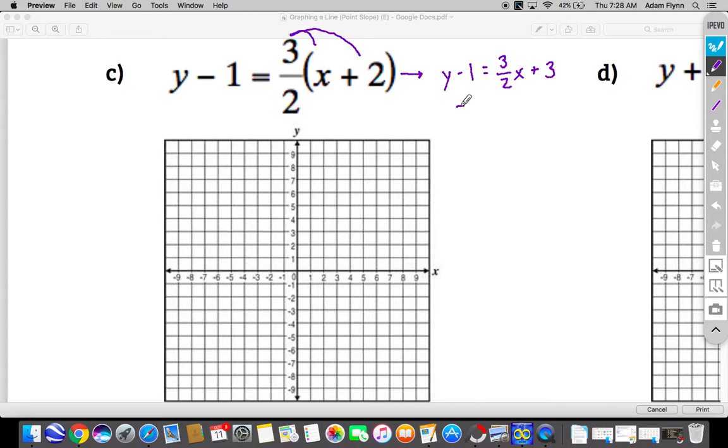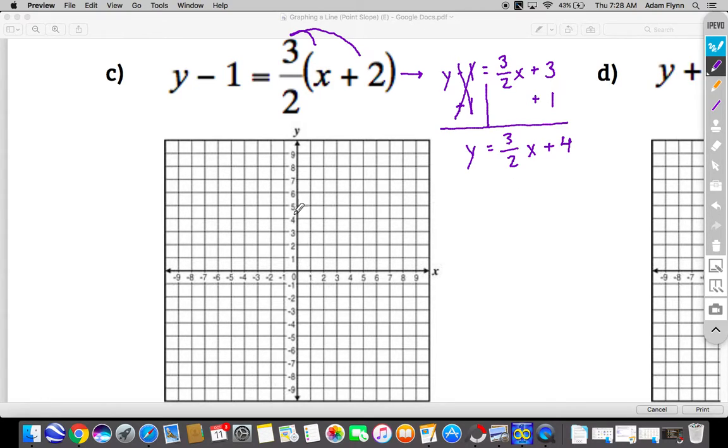So now I will add 1 to both sides to get the y by itself, so it will be in slope-intercept form. When I do that, negative 1 plus 1 cancels. So I'm left with y equals 3 over 2x plus 4. So I just added the 3 and the 1 together. So y is all by itself, x is on the other side. I'm good to go. I can graph this.